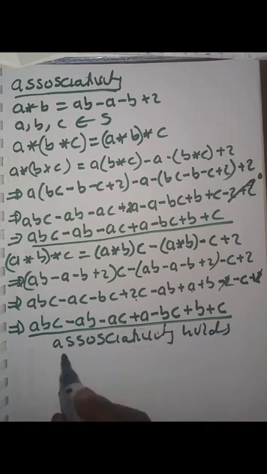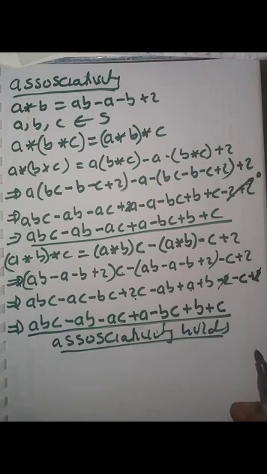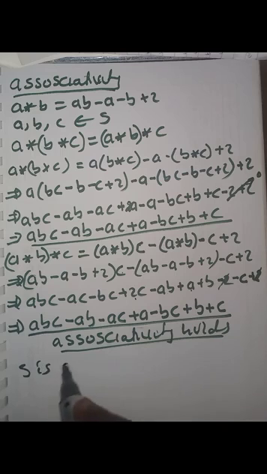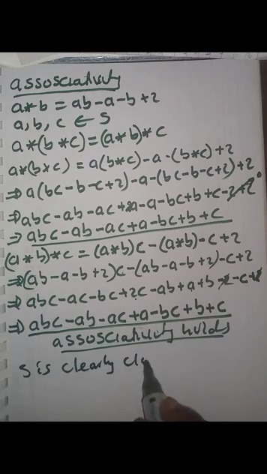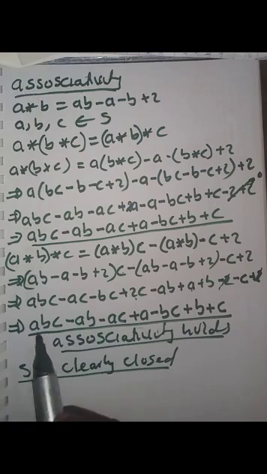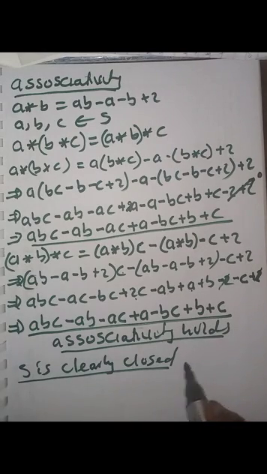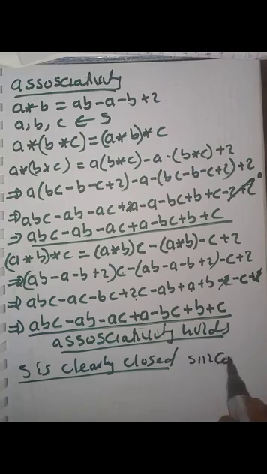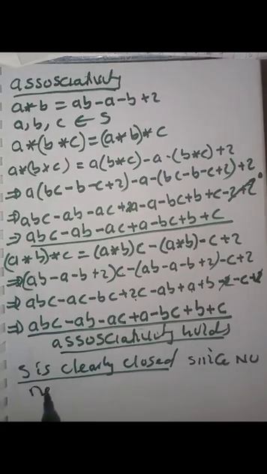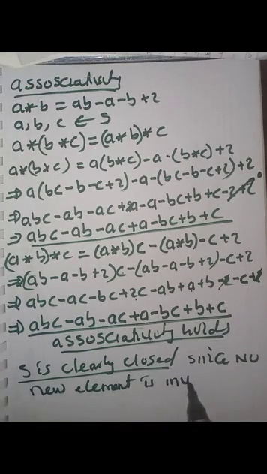holds. Great. Associativity holds. Now we can clearly state that S is clearly closed. S is clearly closed since this AB belongs to the set S, ABC still belongs to the set S, and AC, in fact all the elements, S is clearly closed since no new element is involved. Great.